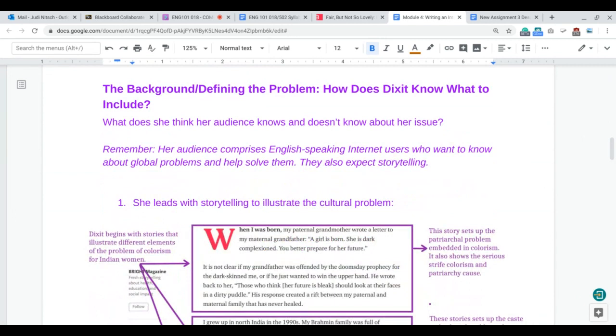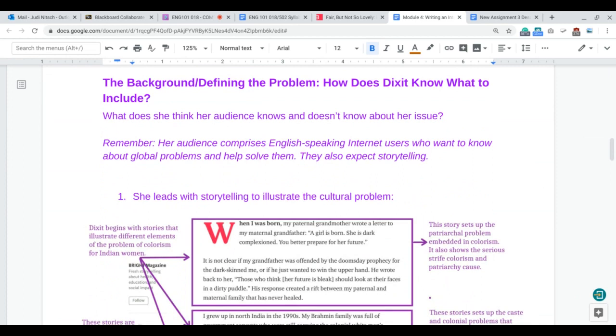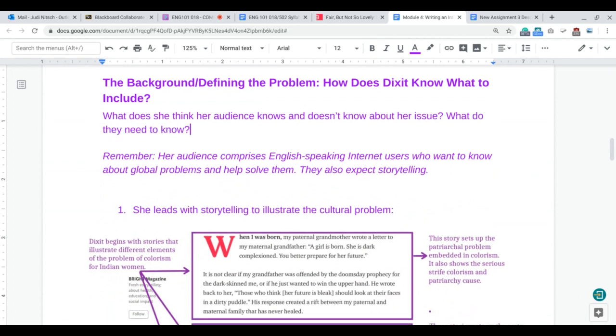So the background, or defining the problem: how does Dixit know what to include? Which is probably the hardest part about writing an introduction. So what does she think her audience knows and doesn't know about her issue, right? And what do they need to know? Sort of a final question: to understand her argument.